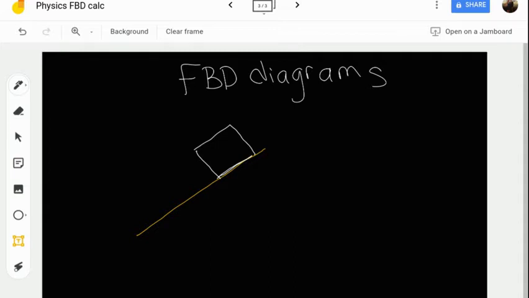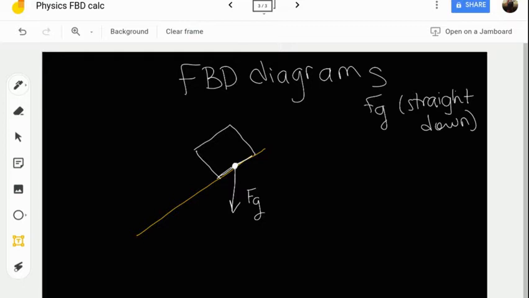The first and foremost one that you should always probably write down is your force of gravity. Force of gravity is always straight down. The next one that you should always take care of is your normal force, which is always perpendicular to the surface.